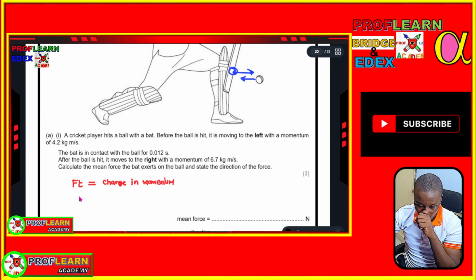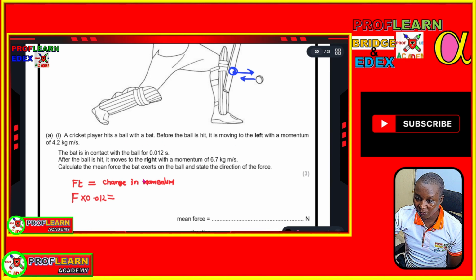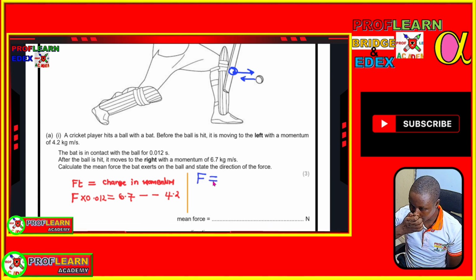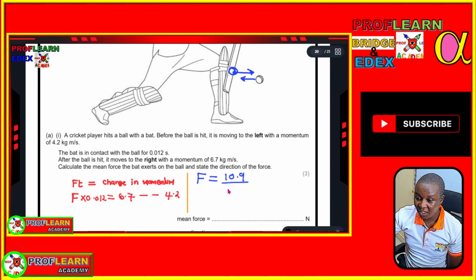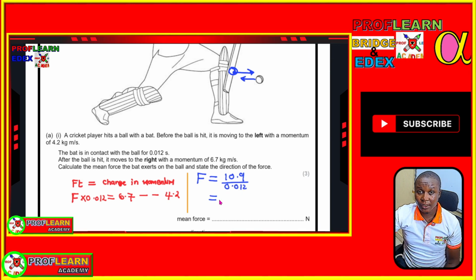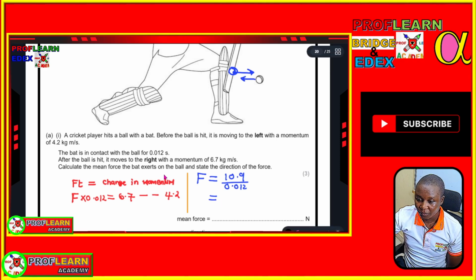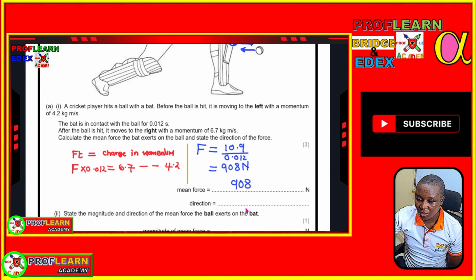And our change in momentum in this case is going to be 6.7 minus negative 4.2. If you work out the difference here, the difference is going to be 10.9, over the time, which is 0.012 seconds. When we work out the force, we're going to get 908 newtons. And this 908 newtons will be to the right.